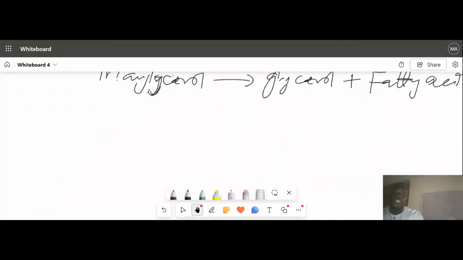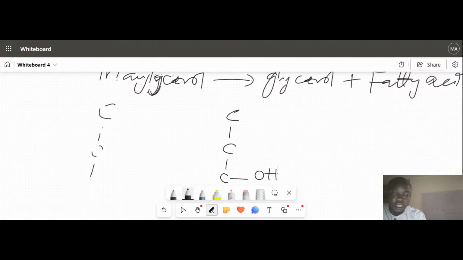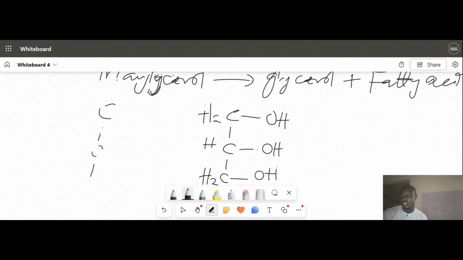Now let's start with the glycerol. How does the glycerol look? The glycerol is a three carbon compound. Let me draw it here. It's made up of three carbons. Here it has an OH group, and here it also has another OH group. Here also it has another OH group. And here there are two hydrogen atoms, here there is one hydrogen, and here there are also two hydrogen atoms.